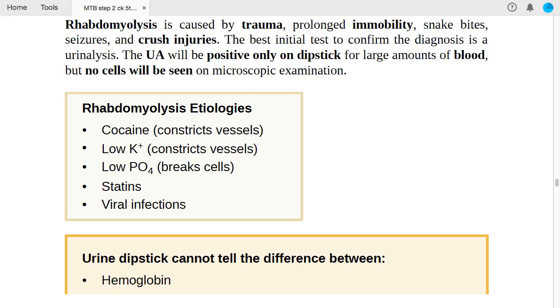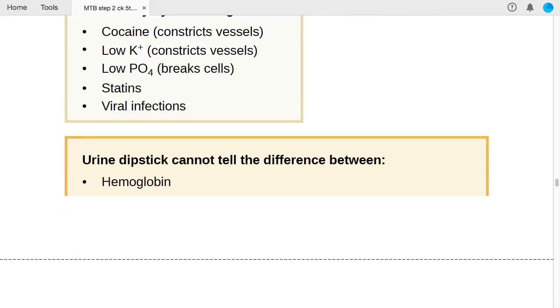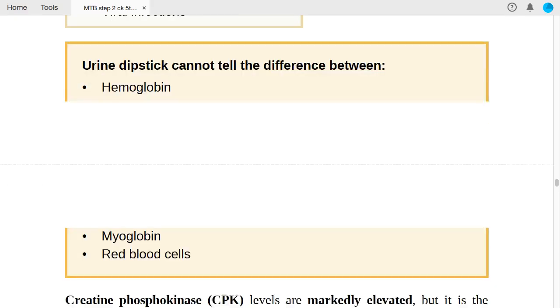Now, urine dipstick cannot tell the difference between hemoglobin and myoglobin or RBCs. Only blood will be positive there. But we don't know whether that positive result is because of hemoglobin, myoglobin, or RBCs.